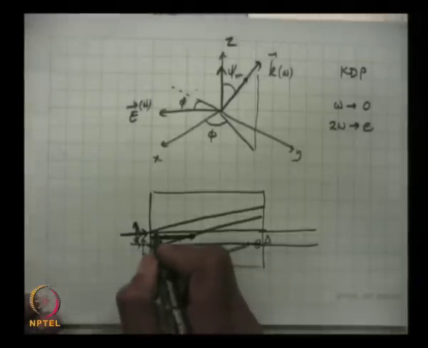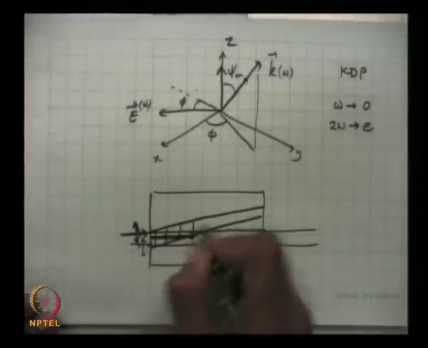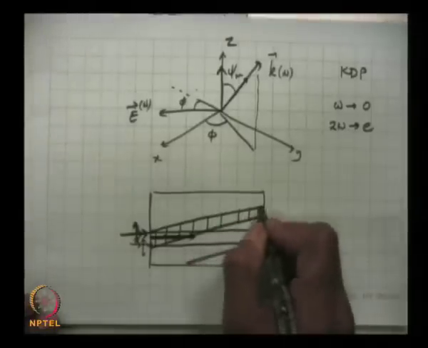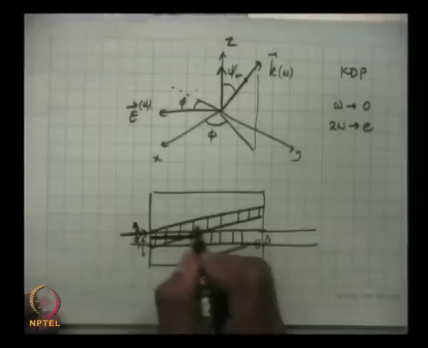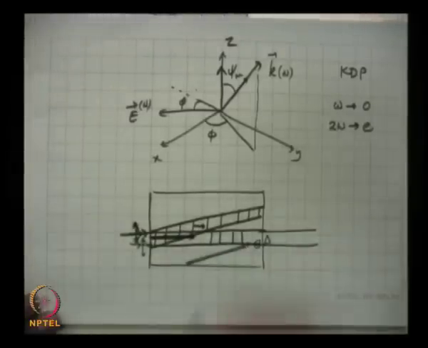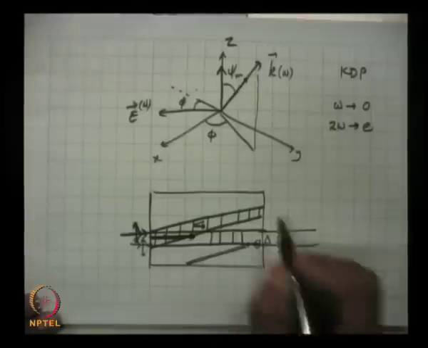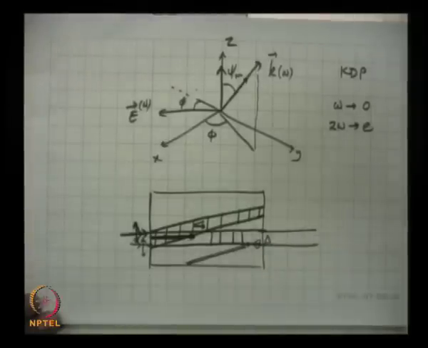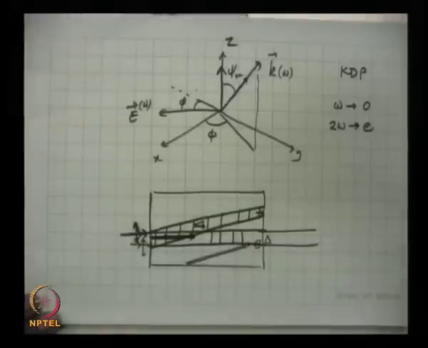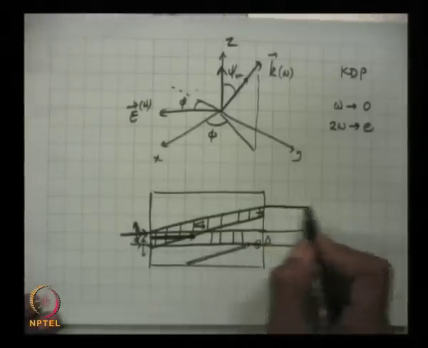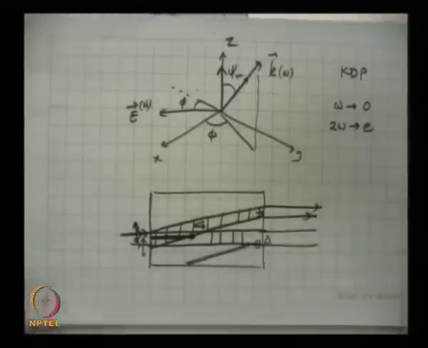Please note, if I draw the wave fronts of the extraordinary wave, it will look like this. The wave fronts of the ordinary wave are also like this. The k vector is always like this, but the S vector is like this. And then what happens here? Please note, the k vector of this is like this, and it will come out like this. So these two beams will be parallel.